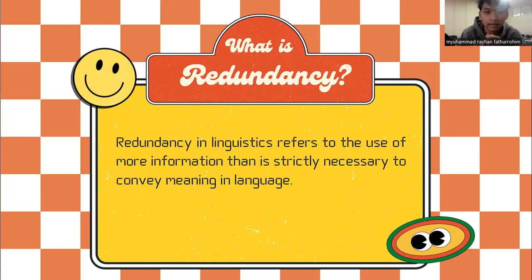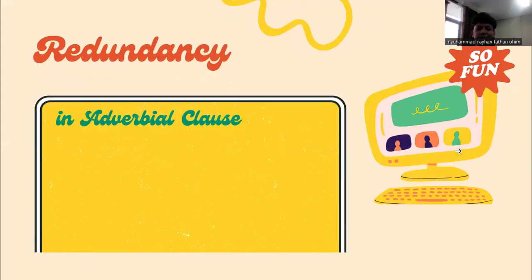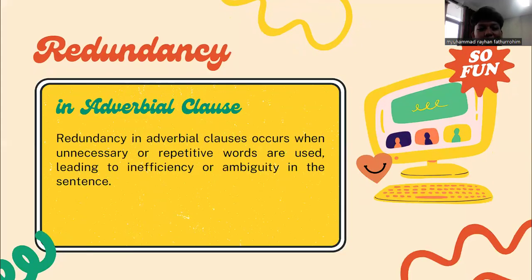So the next slide will be presented by Dewa Rifai. Okay, let's move to the next slide. Now we talk about redundancy in adverbial clauses. Redundancy in adverbial clauses occurs when unnecessary or repetitive words are used, leading to inefficiency or ambiguity in the sentence.